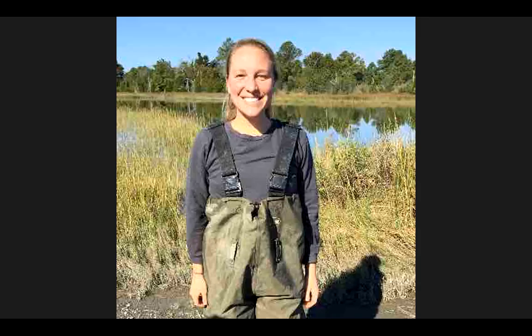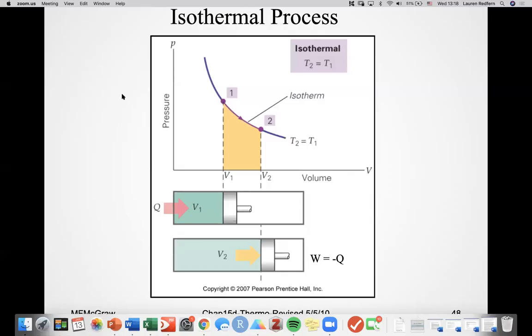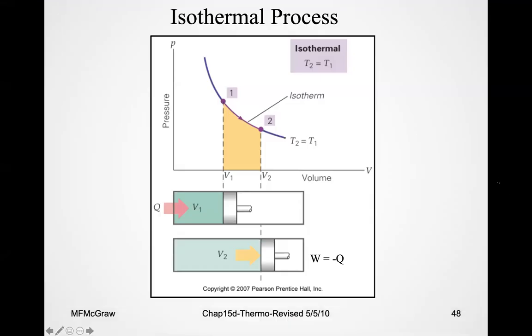All right, coming back to our PowerPoint, here's an example of an isothermal system, where the temperature is being held constant. So we have volume and pressure. As our volume is decreasing, our pressure is increasing. This is all at the same temperature. And our equation for isothermal systems was negative Q equals W.